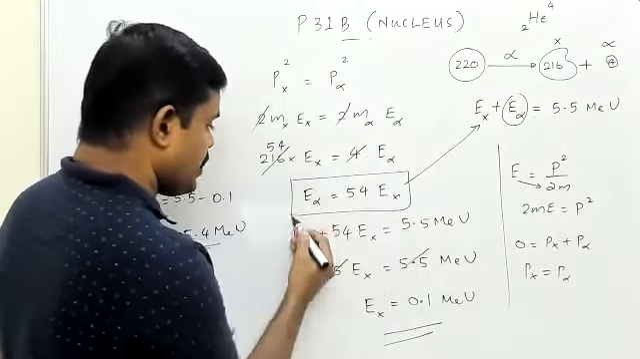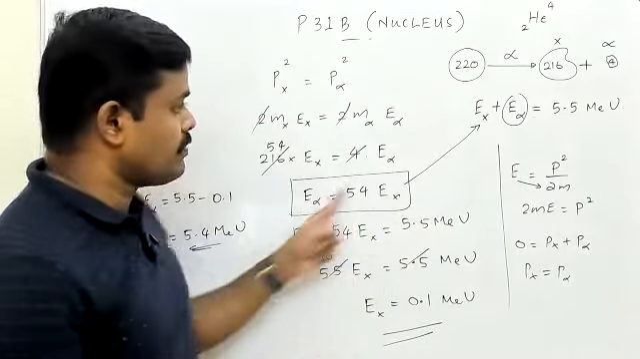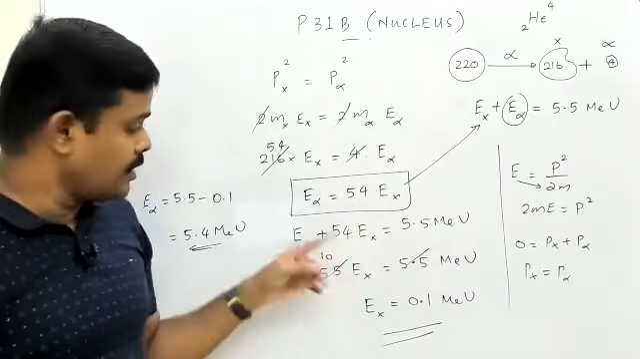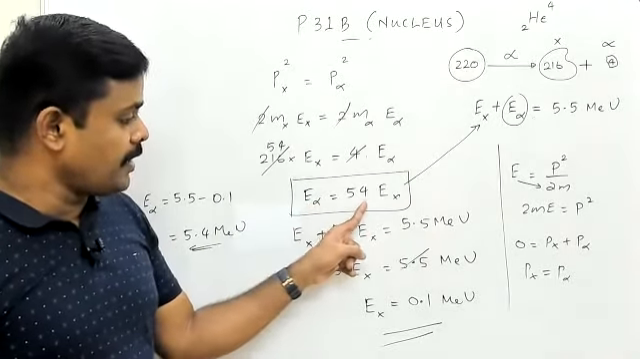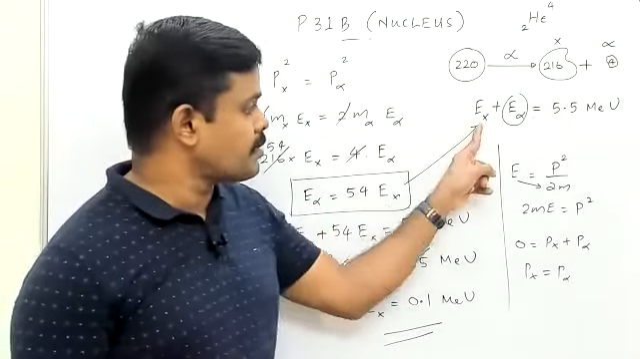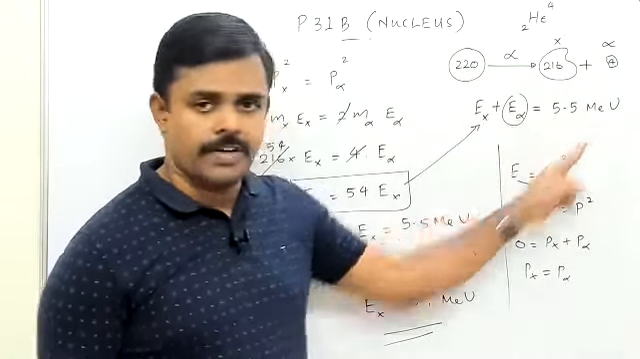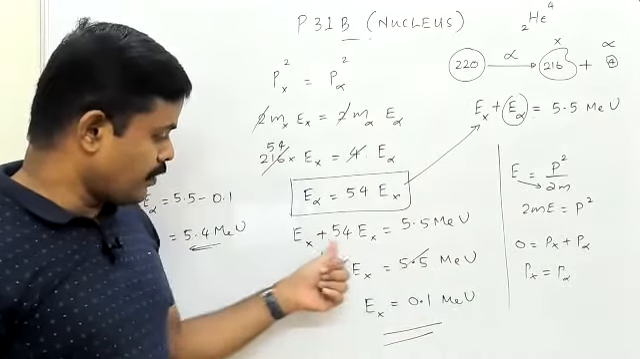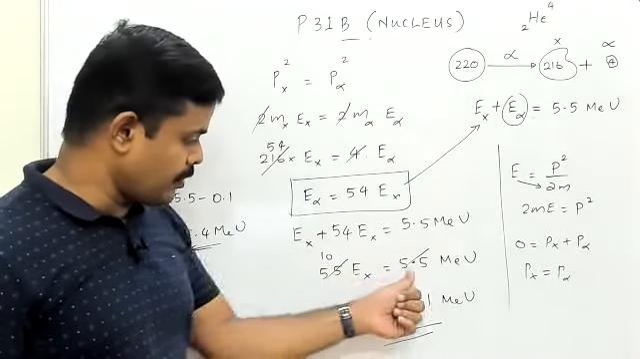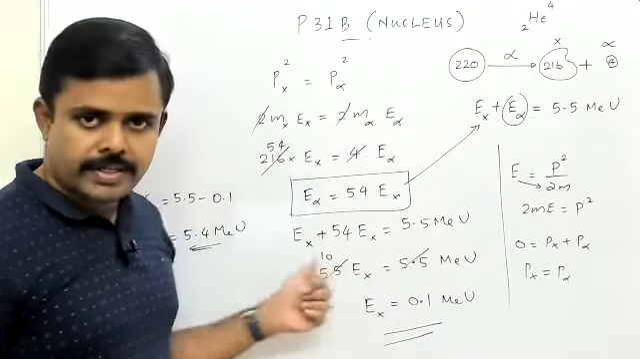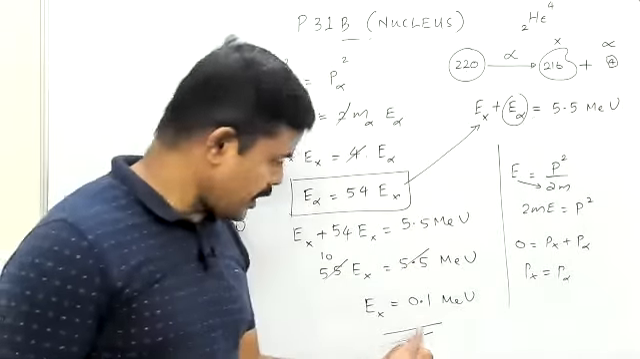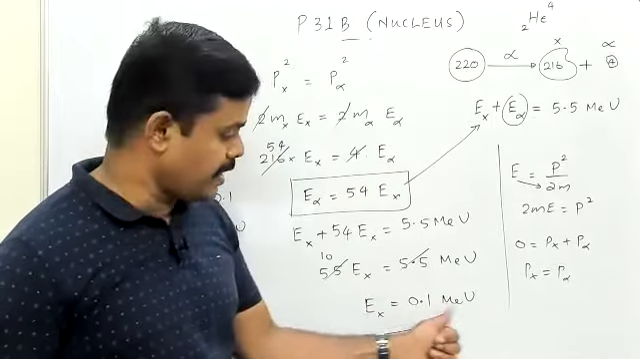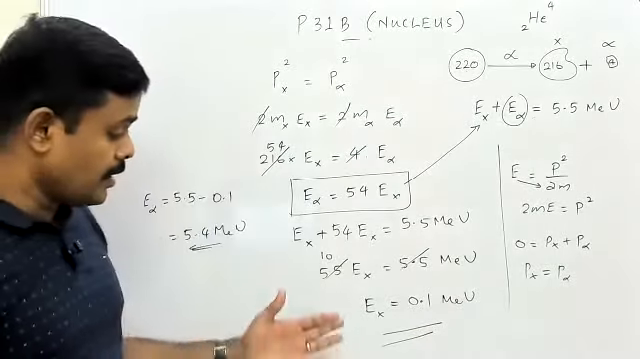This is an intermediate equation. Now I can solve this equation with this one. I have two equations and two variables. So simple now. In place of E alpha, I'll put 54 Ex. So Ex plus 54 Ex is equal to 5.5. So 54 plus 1, 55 Ex equal to 5.5. 55 and 5.5 cut, you're getting 10 here. 10 is taken to the right hand side. That's leaving you with Ex is equal to 1 by 10. That is 0.1 MeV.